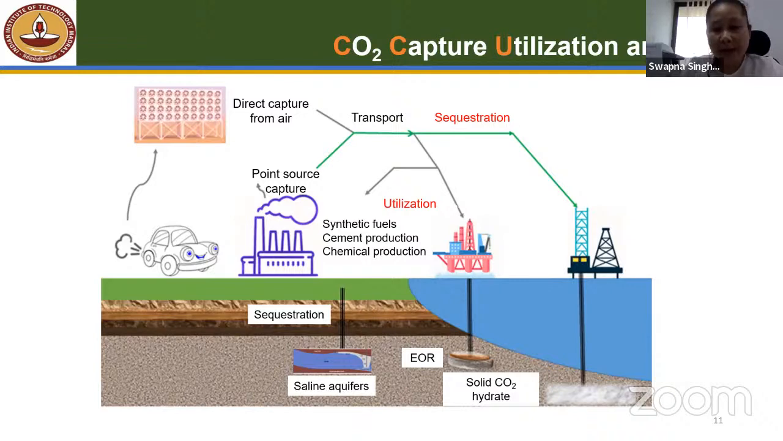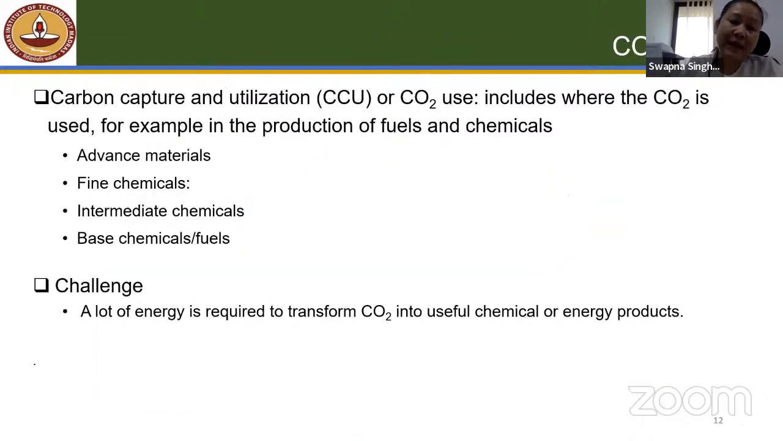One of the best options is to utilize that CO2 to produce some value added product. If you use this CO2 which is captured from the industry, then you can use it to produce advanced materials, fine chemicals, intermediate chemicals, or some base chemicals with the help of thermochemical conversion or photocatalytic conversion. So it's the best solution.